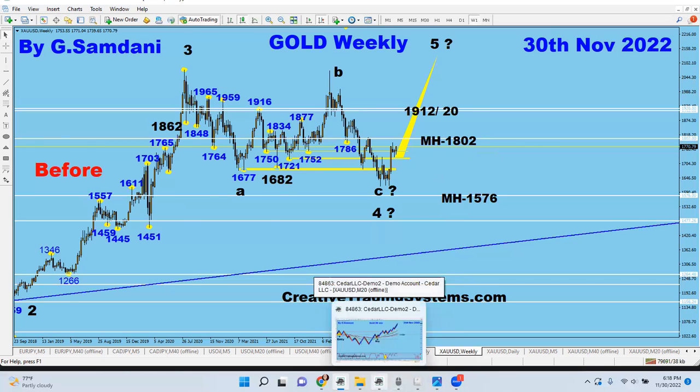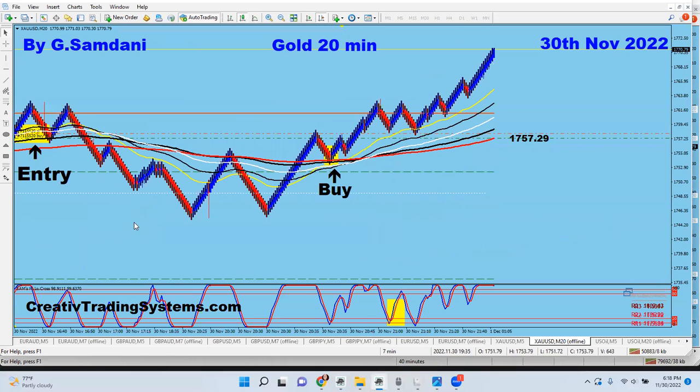So let's see. Let me show you this. See this one? Now this is my entry, buy entry. Right now, current price is moving. Price is not static; it's moving, right? See that? Price is moving. This is a current live chart.